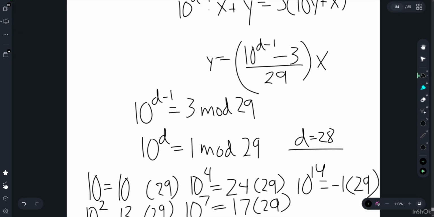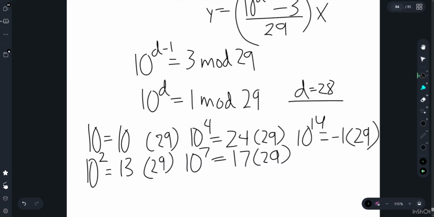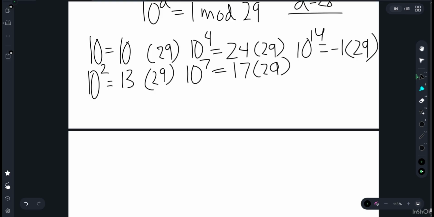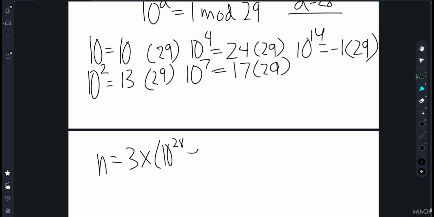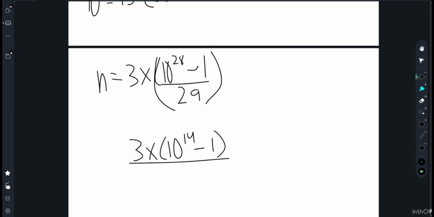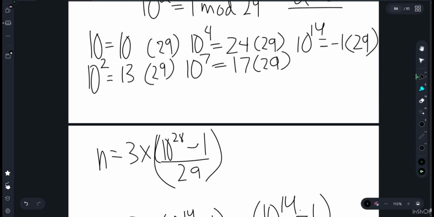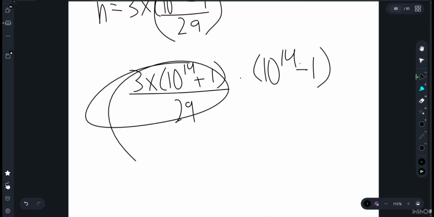So now we know that n is equal to 3x times 10 to the 28 minus 1 over 29. We want to find the sum of the digits of this. So we can simplify into 3x times 10 to the 14 minus 1 all over 29 times 10 to the 14 plus 1. Or no, let's switch it around. Since 10 to the 14 is negative 1 mod 29, we know that this is always divisible by 29, and we'll have 14 digits.